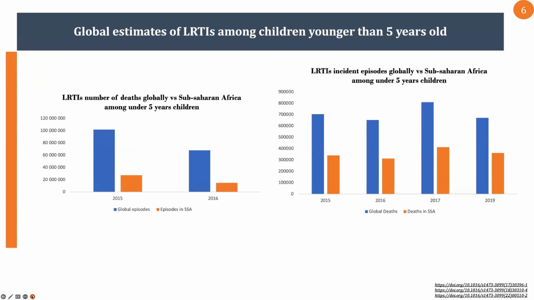This is a small comparison of the situation of global death in Sub-Saharan Africa. Regarding deaths and episodes, we can find that the global incidence is most frequent in Sub-Saharan Africa when we compare different years, 2015, 2016, 2017, and 2009. And by comparing the death rate, we can find that Africa has a high incidence of death associated with lower respiratory tract infection. Next, please.